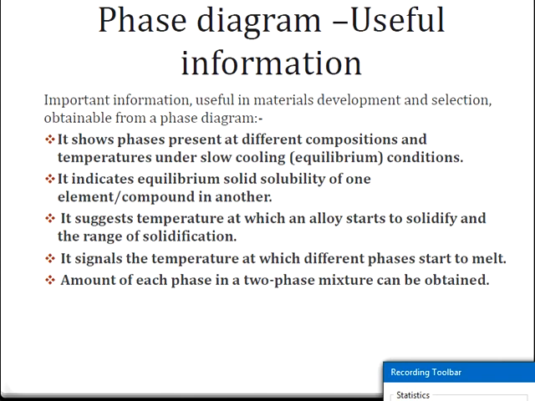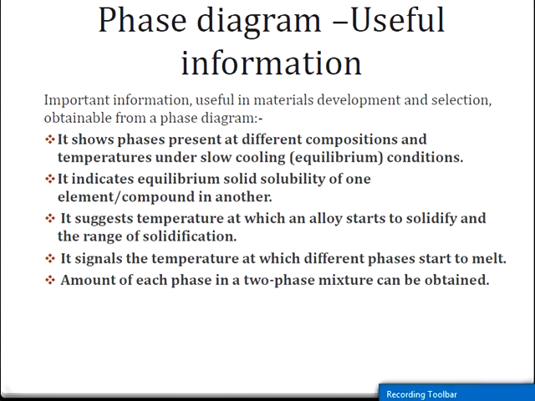A phase diagram is the graphical representation of the physical state of a substance under different conditions of temperature and pressure. It is actually a collection of solubility limit curves. It is also called the equilibrium phase diagram, which represents the relationship between temperature, compositions and quantities of phases at equilibrium. The useful information which we can obtain from the phase diagrams is shown in this slide.